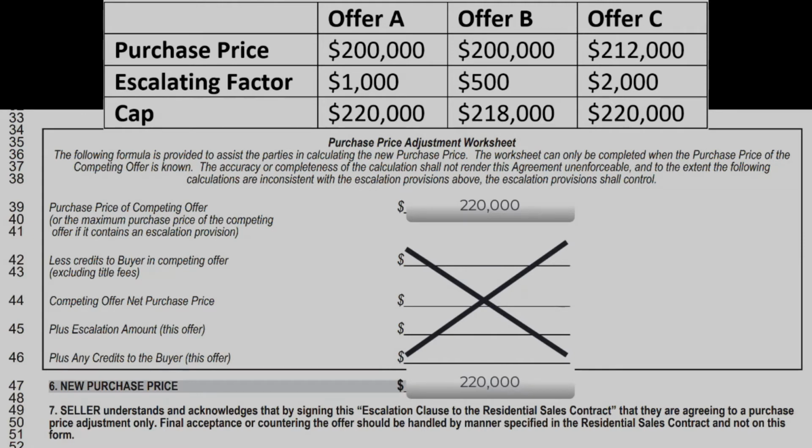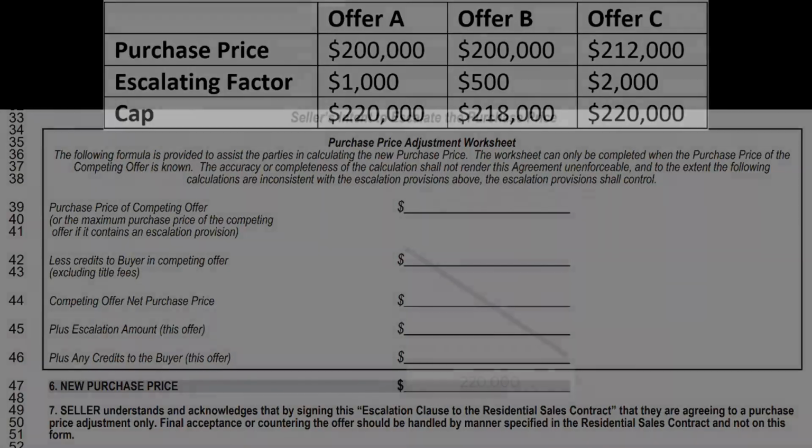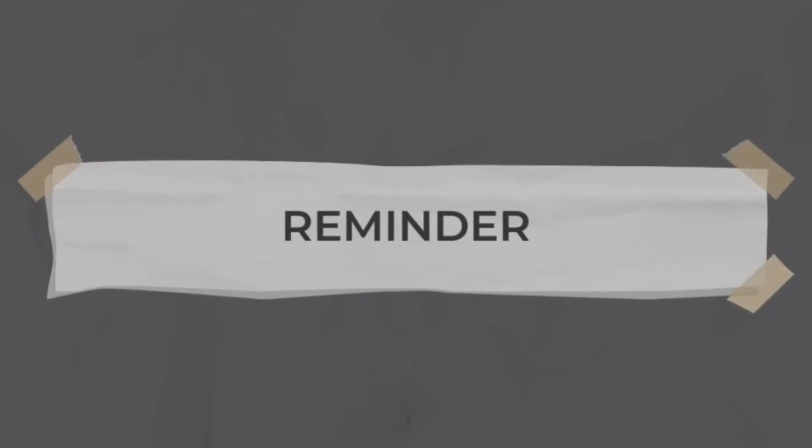Just remember that you're really looking at that cap as the bottom line, the bottom number. So if they're going to always escalate each other up to that final cap, if they go that high.